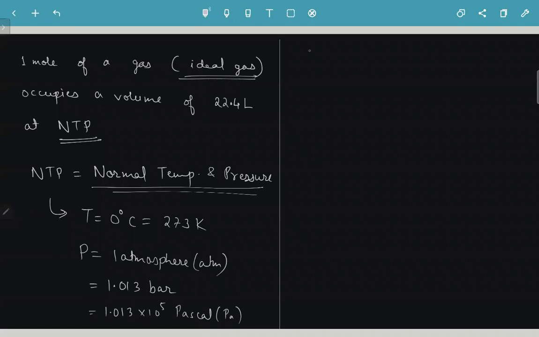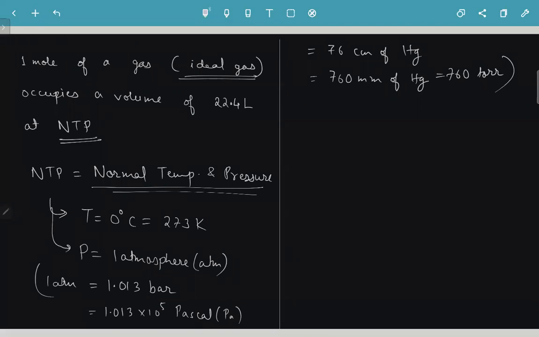Other units to express pressure: 1 atm is equal to 76 centimeters of mercury, which is equal to 760 millimeters of mercury, which is also called torr, 760 torr. So these are relations between different units of pressure. Okay. At NTP, the value of temperature is 0 degrees Celsius and value of pressure is 1 atmosphere. There's one more set of temperature and pressure defined, and that is called STP.